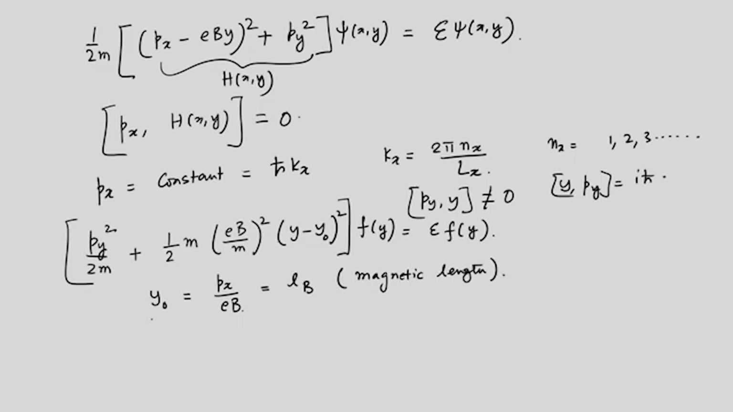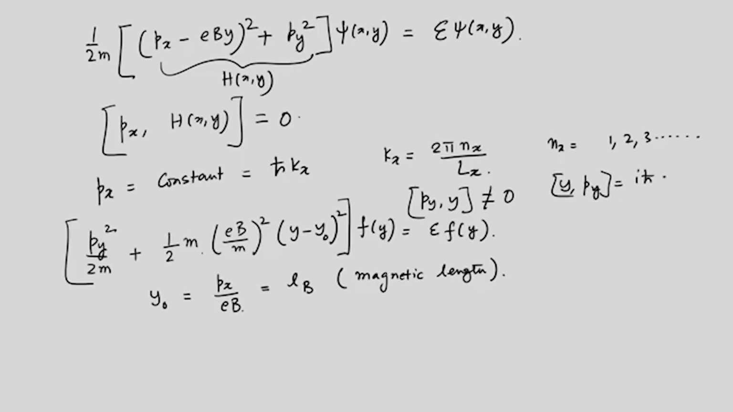Okay. Now, this tells you that there is a Py square, and then there is a half m into some cyclotron frequency. So, it is a half m omega square, and then y minus y0 square, and then you have this wave function which is only a function of y, and that is why from psi of xy we have written it as f of y and then energy into f of y.